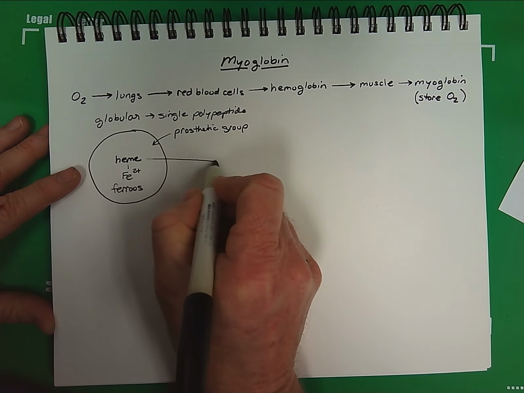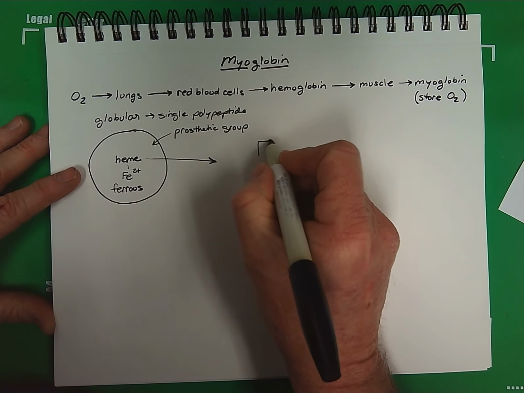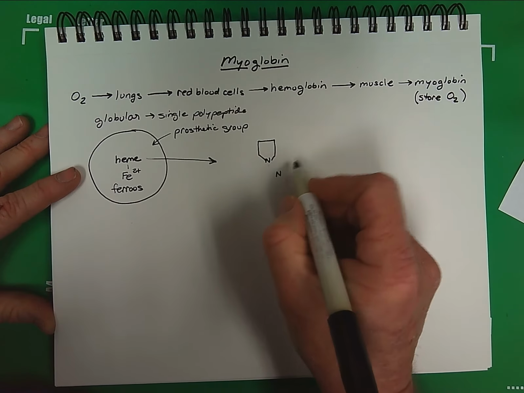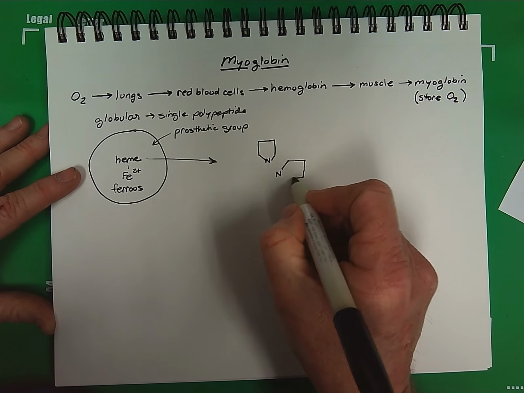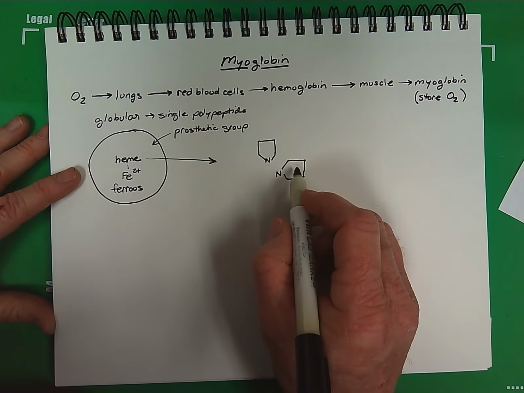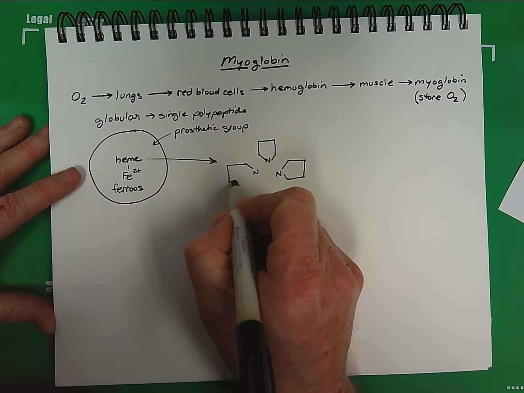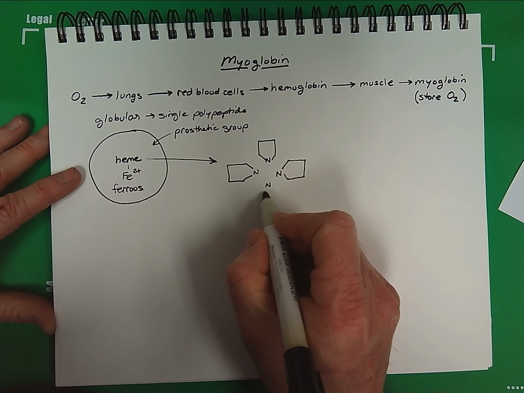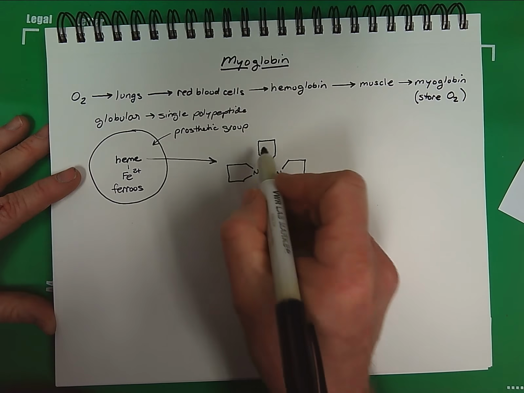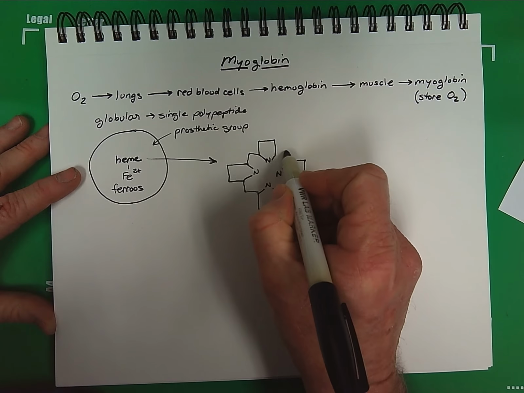So now let's take a look at the heme molecule itself. The heme molecule consists of 4 pyrrole rings. The pyrrole ring, recall, is this structure, and it has nitrogens coordinating its center structure. So we'll draw 4 pyrrole rings here, and then we will link these pyrrole rings together.